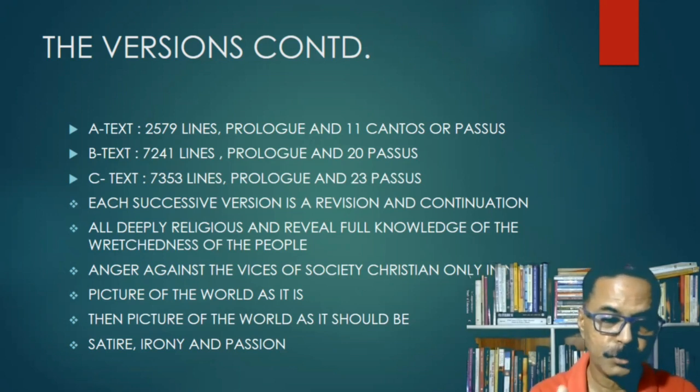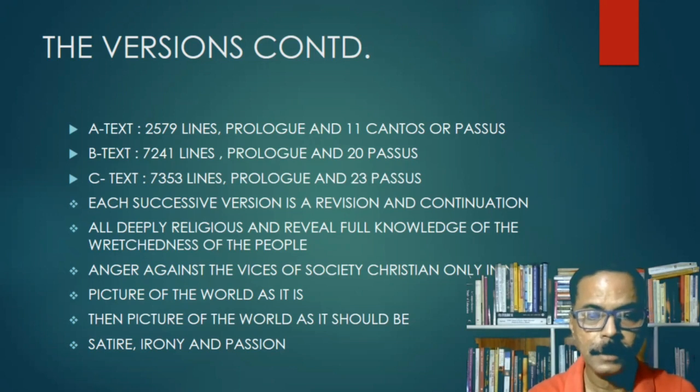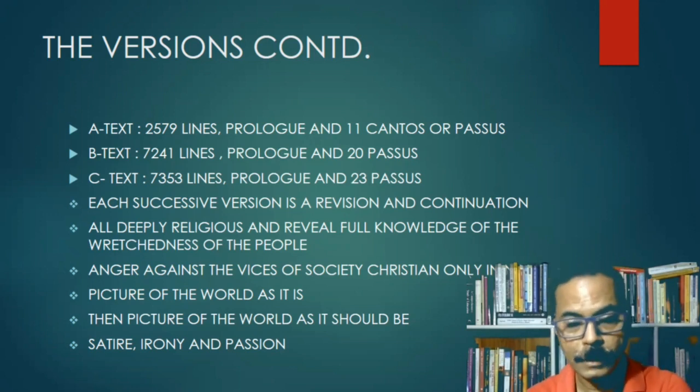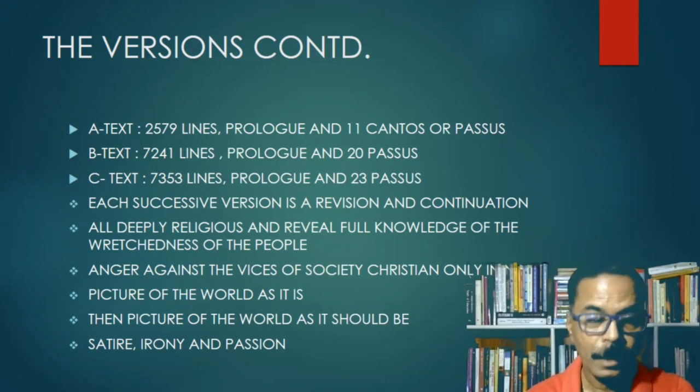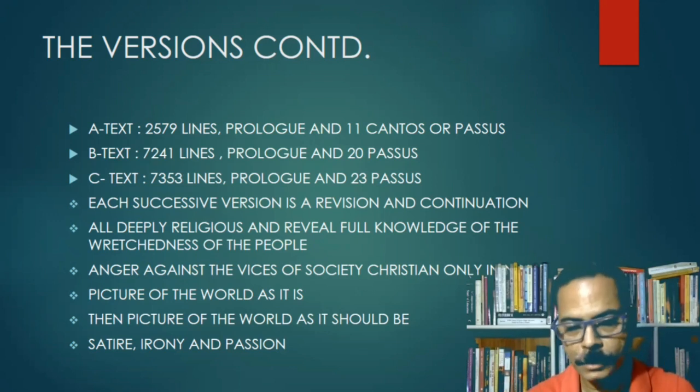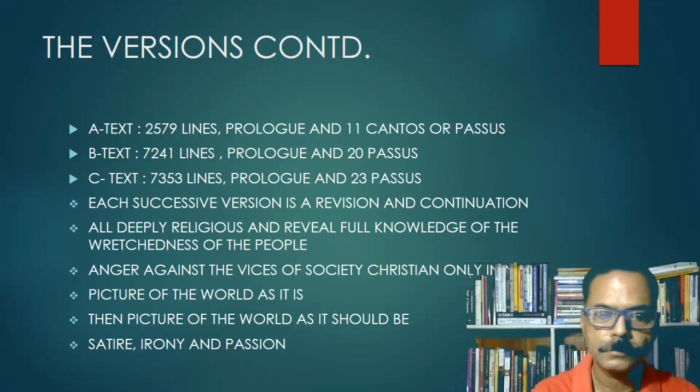It gives us a picture of the world as it is, and then the picture of the world as it should be. That is where lies the satire. And that is where we see the irony of it. And the poem is infused with passion. It's a passionate poem denouncing the way of the world.